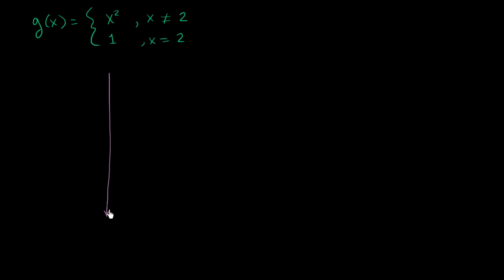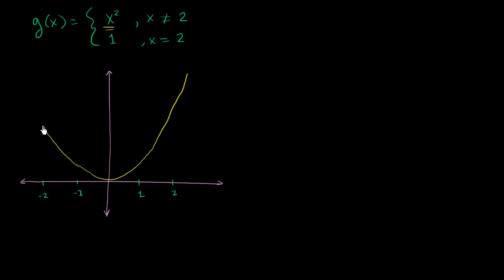But let me graph it. So this is my y equals f of x axis. This is my x axis right over here. Let me draw x equals 2. Let's say this is x equals 1. This is x equals 2. This is negative 1. This is negative 2. And then everywhere except x equals 2, it's equal to x squared. So it's going to be a parabola. Let me draw a better version of the parabola. So it'll look something like this.